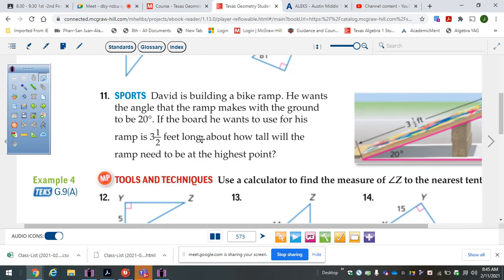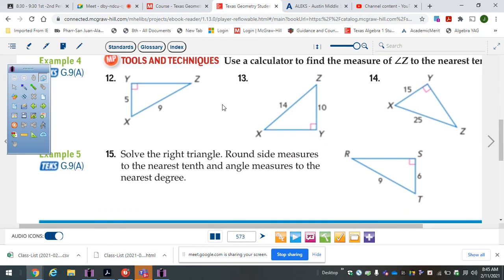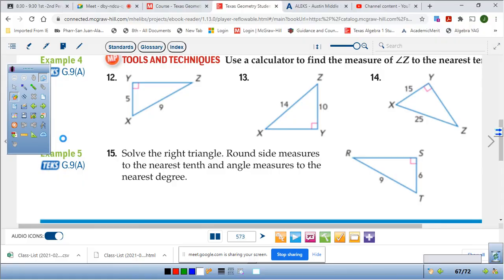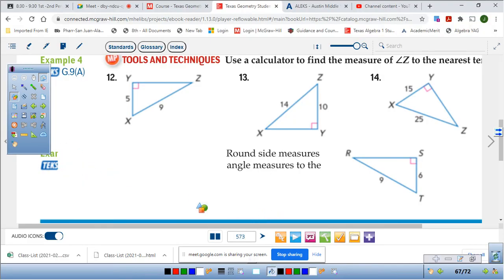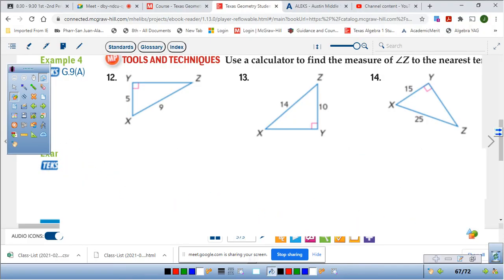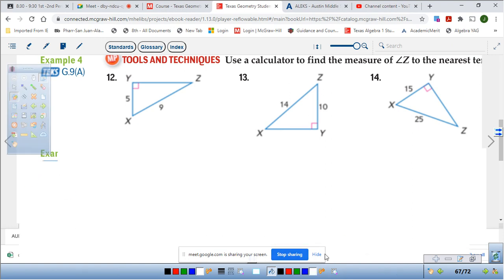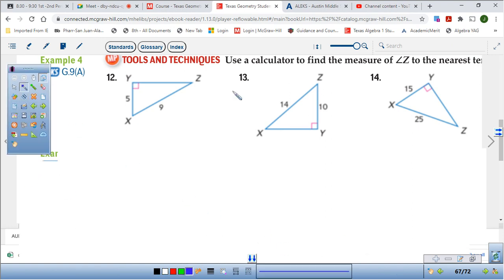Now, let's come over here to number 4. This one right here, you're going to have to use that inverse sine, inverse cosine, inverse tangent, and so forth. So let's look at number 12. We're going to find angle Z. So angle Z is the one they want us to look at. According to angle Z, there's this right triangle. They're giving us the side opposite and the hypotenuse.